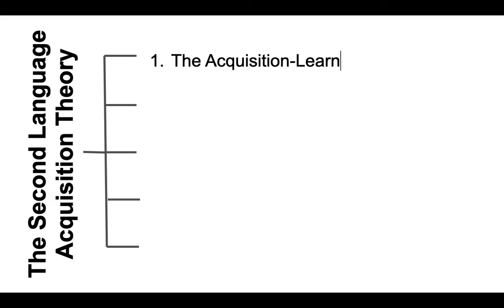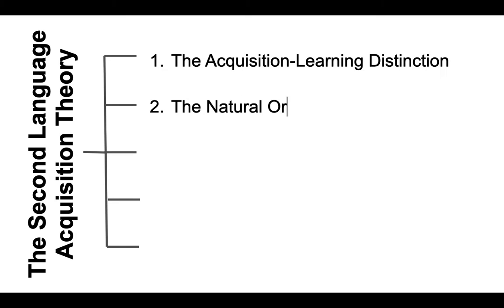So let me explain. This is the second language acquisition theory by Stephen Krashen. And for this theory, he focuses on 5 aspects, most of which are called hypotheses, and he has been through the process of developing them.